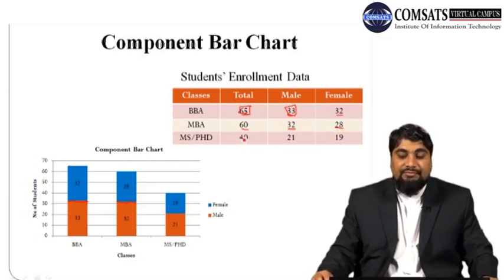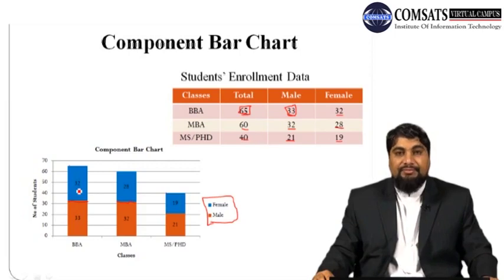And similarly for 40, divide 40 into 21 and 19. Put the total bar at 40, first 21 and then the remaining 19 will come. And don't forget to make the legends. In this case red color is showing male individuals and blue is for females. So this is how to construct a component bar chart. We can see that this complete bar is subdivided into two components, one indicating male individuals and the second for female individuals.